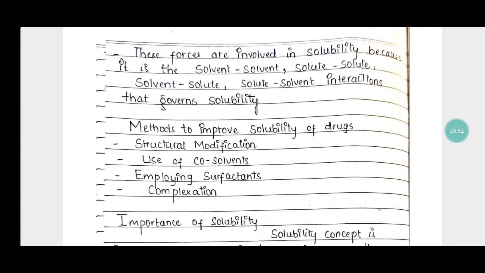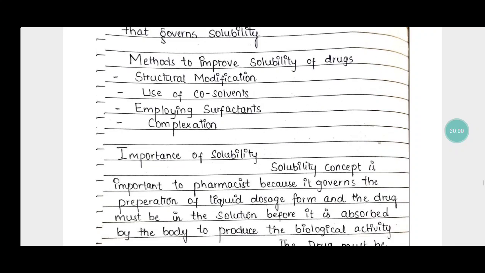Methods to improve the solubility of a drug are structural modification, use of co-solvents, employing surfactants, and complexation.